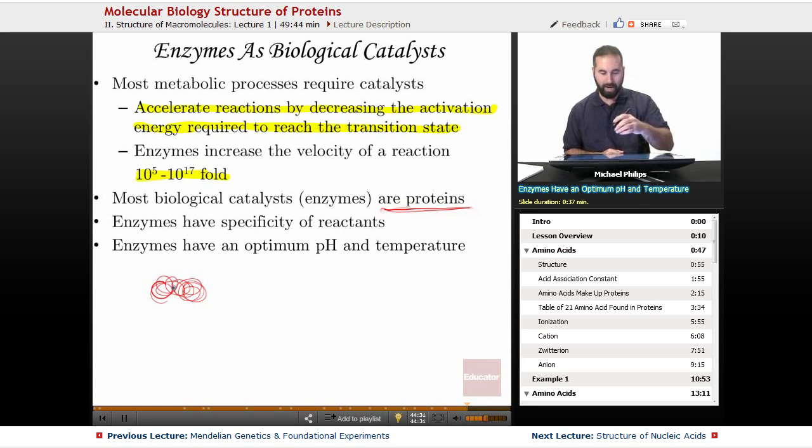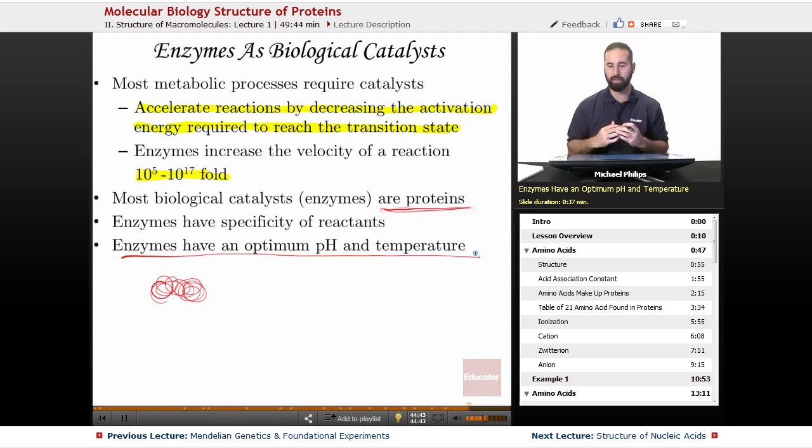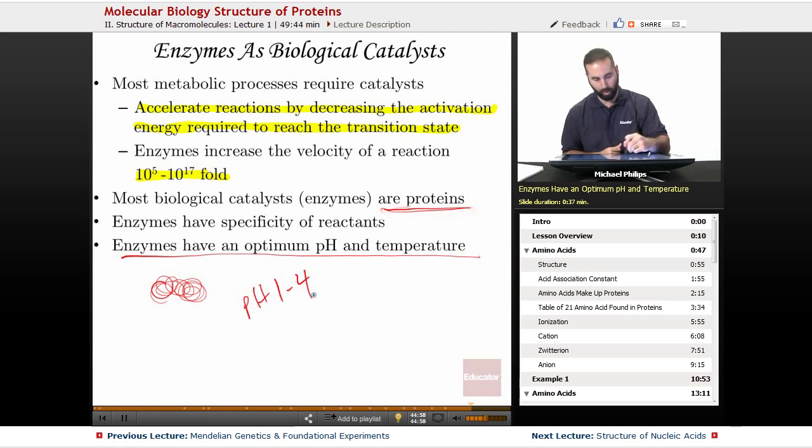And then finally, enzymes have an optimum pH and temperature, meaning they work at a certain environment. So the cells in our body at a pH of around 7.4 have enzymes that are happy at about 7.4, right? And 98 degrees Fahrenheit. But if you were to throw those enzymes into our stomach acid, which is around pH anywhere from 1 to 4, those enzymes would not work very well. In fact, they would be denatured and then have to be degraded and thrown away. So this is important.